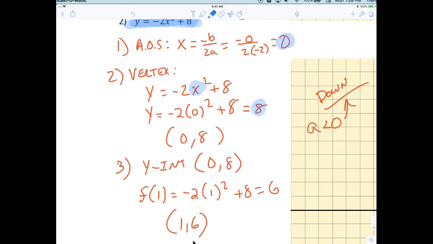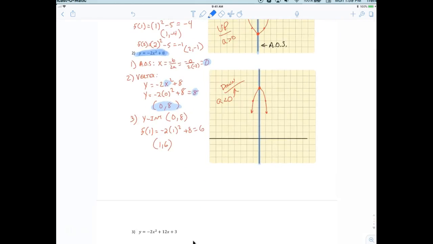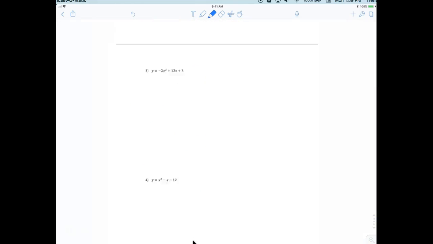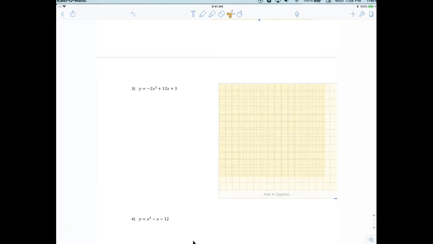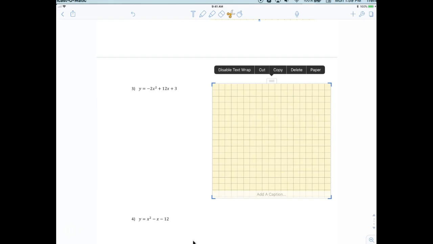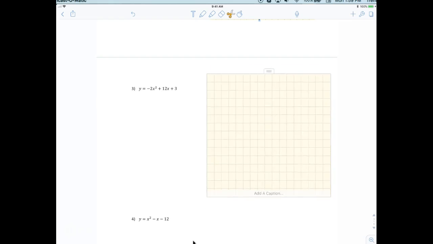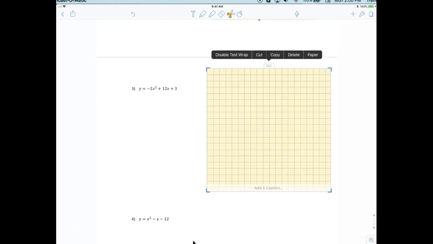That gives me 8. That's the vertex. Simple as that. All right, now question number 3. Put on your thinking caps, please. Now again, the reason why we say this one is a little bit different is only because it has a b value. So the vertex this time is not going to be the y-intercept.